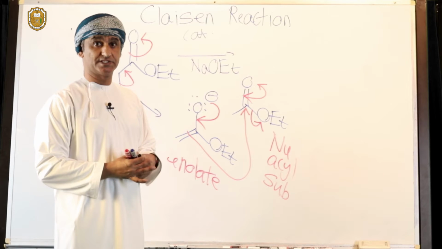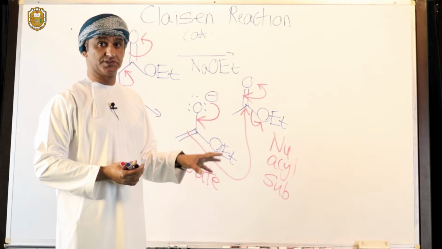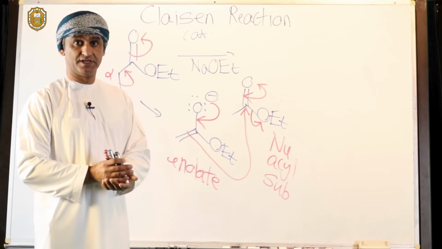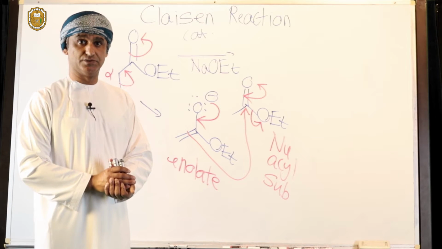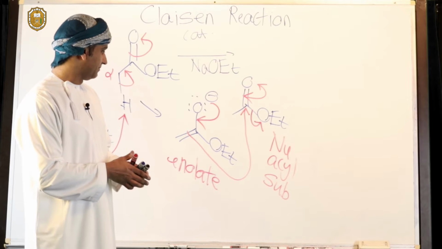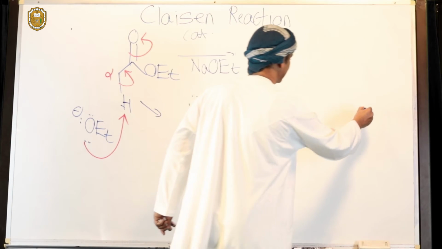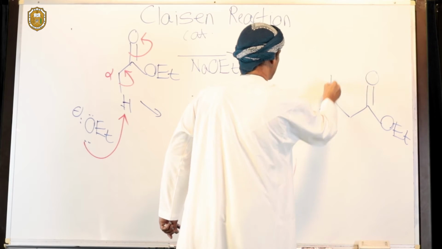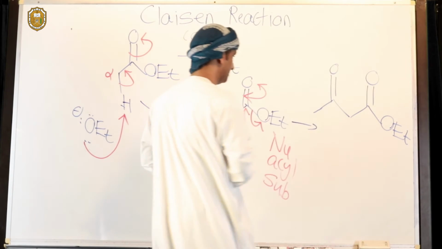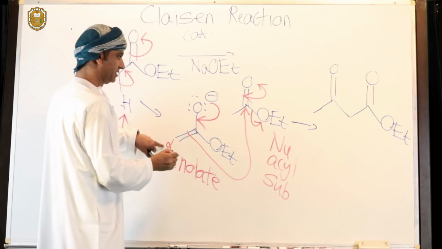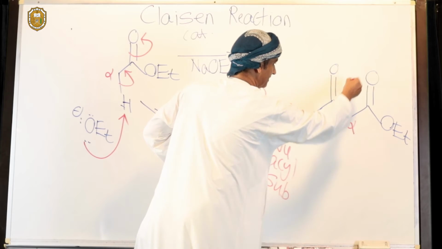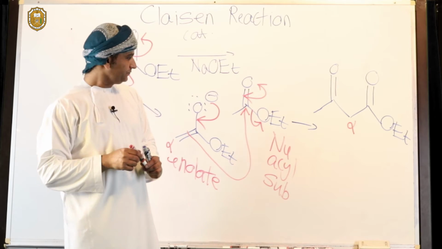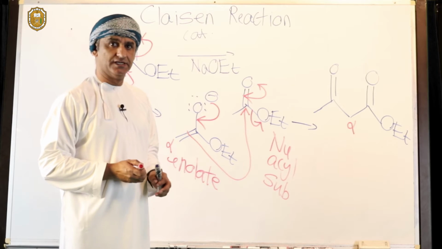And that's where carboxylic acid derivatives are different from aldehydes and ketones. Aldehydes and ketones undergo nucleophilic addition, while carboxylic acid derivatives undergo nucleophilic acyl substitution reactions. The product that's obtained is the following. So this is the product. Remember, that's the alpha position. This unit comes from the enolate, and this unit comes from another amount of the ester.